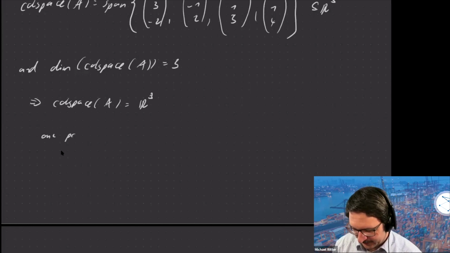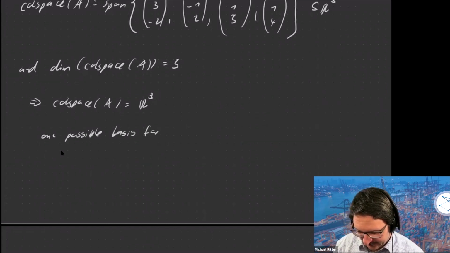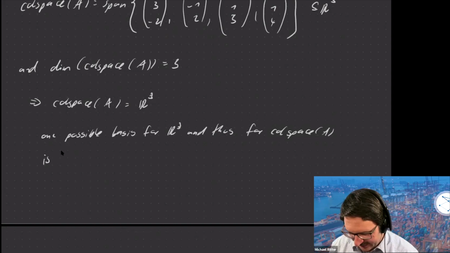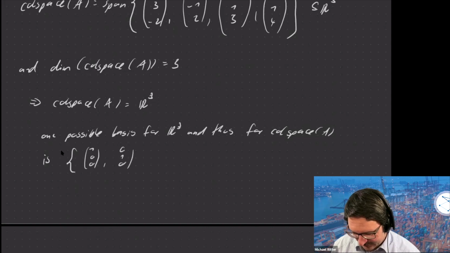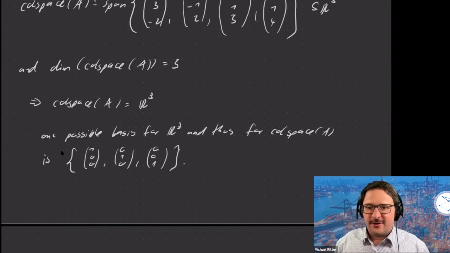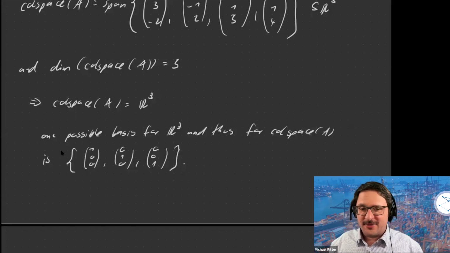So one possible basis for R^3, and thus for the column space of A, is the canonical basis, which just consists of the unit vectors, those 3 unit vectors here in that case, and there we have a valid answer. So no need to work more than is actually requested in the problem statement here. So that's a totally fine answer.